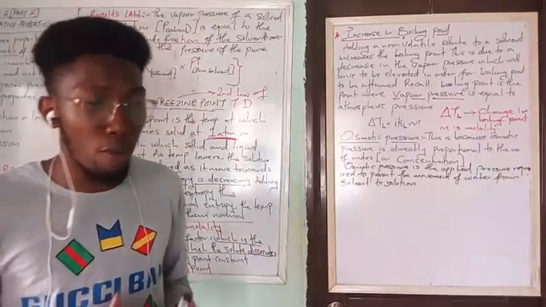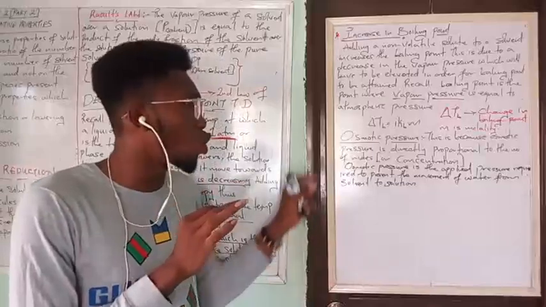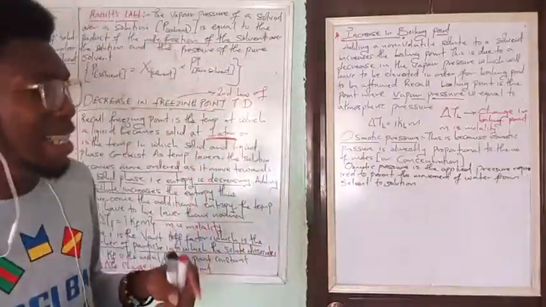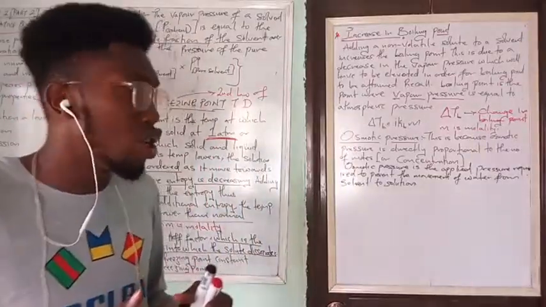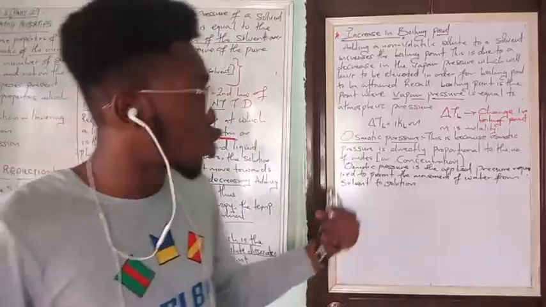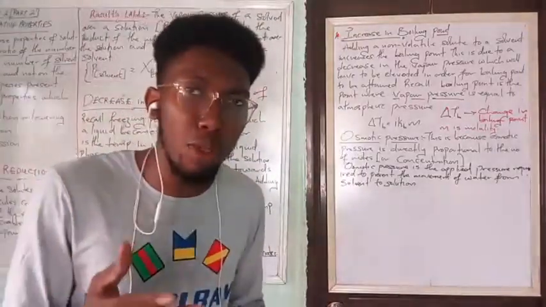Are you getting me now? From lower concentration to higher concentration. Now, when I say osmotic pressure is that pressure that is applied in order to prevent the movement of water from solvent to what? To solution. To prevent the movement of water from solvent to solution.